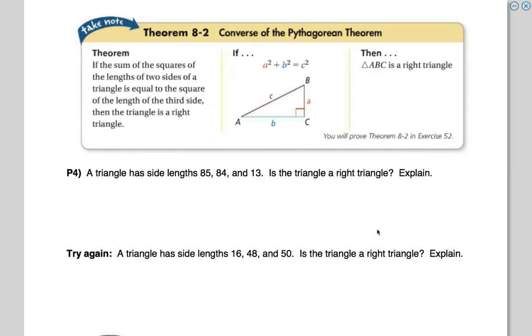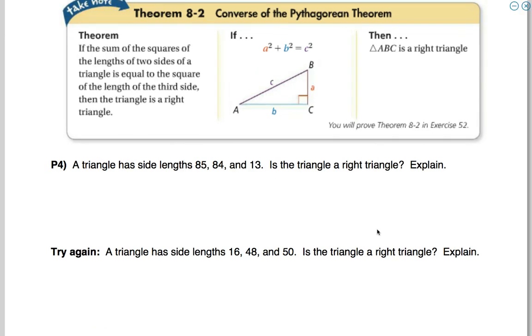All right, Theorem 8.2, it's the converse of the Pythagorean Theorem. If the sum of the squares of the lengths of two sides of a triangle is equal to the square of the length of the third side, then the triangle is a right triangle. So basically it's saying, hey, if these three sides are respectful to the Pythagorean theorem, then it is a right triangle. So it's one of the ways to prove that these three side lengths make a right triangle. So we're just going to test it.